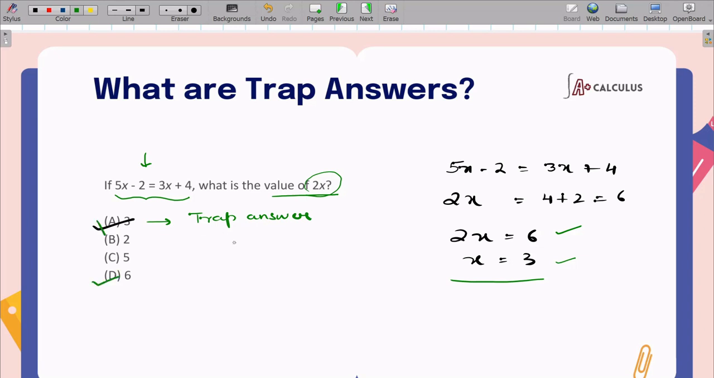Now you will see that most of the times the trap answer will be your option A, because that's the option that you first see.